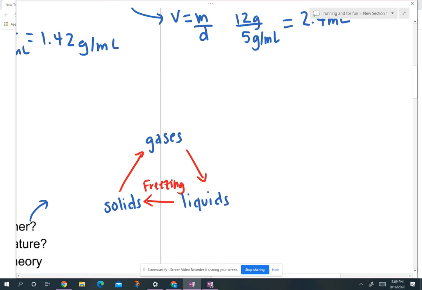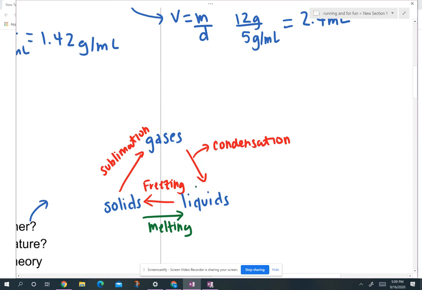If I'm going from gases to liquids, this is called condensation. If I'm going from solid to gas, this one is deposition. No, wrong one. Solids to gas is sublimation. And then I can also go the other way. So let me go ahead and color code this here. I can go from solids to liquids, and that is called melting.